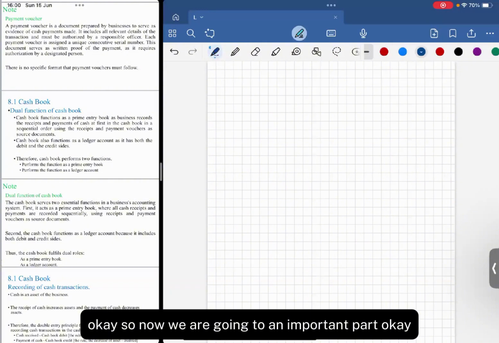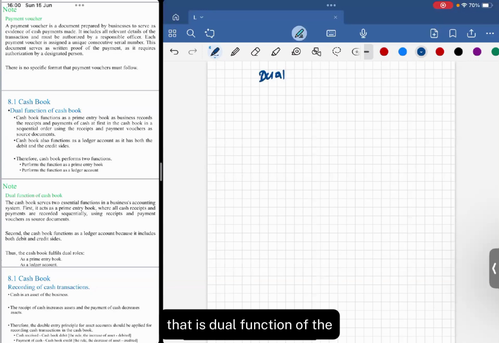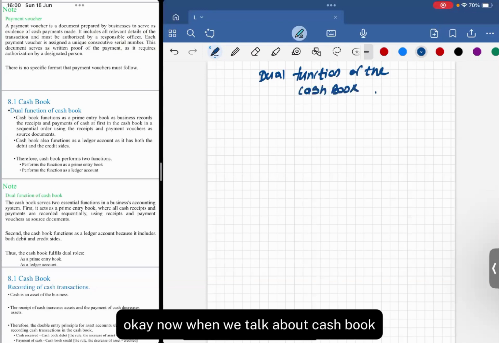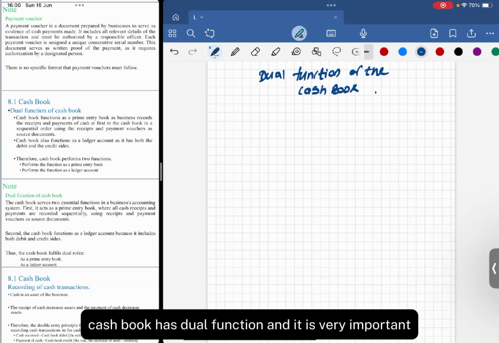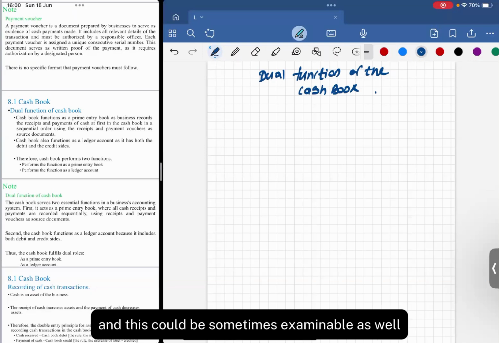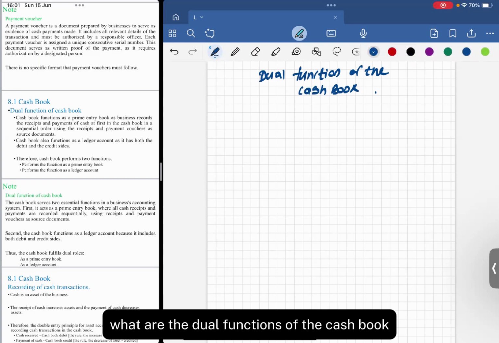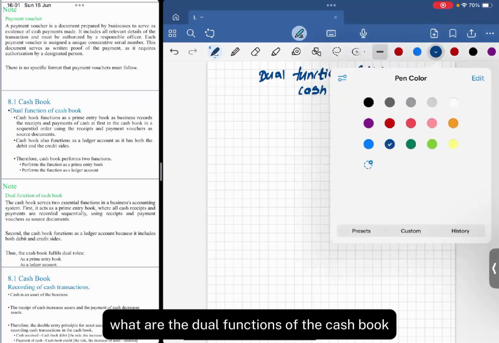Okay, so now we are going to an important part, that is the dual function of the cash book. When we talk about the cash book, you might have heard that the cash book is doing a function of two. The cash book has a dual function, and it is very important, and this could sometimes be examinable as well. In the exam, you might be asked what are the dual functions of the cash book?